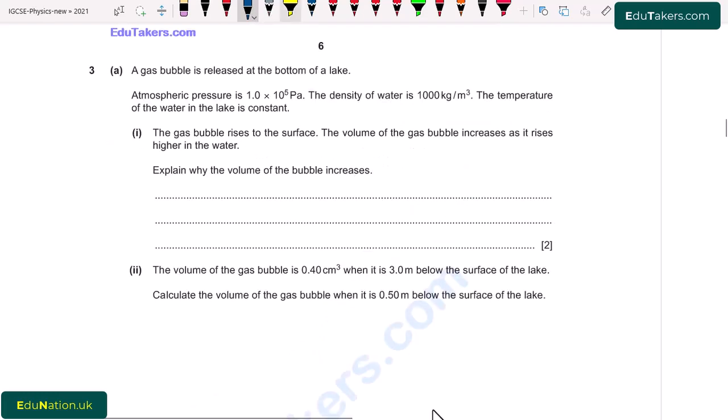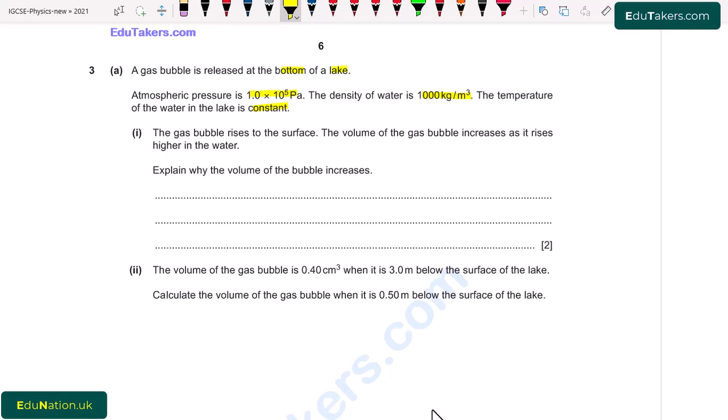Question number 3, part A. A gas bubble is released at the bottom of a lake. Atmospheric pressure is 1.0 × 10^5 pascal. The density of water is 1000 kilograms per meter cubed. The temperature of water in the lake is constant. Here the temperature is kept constant. Atmospheric pressure and the density of water are given.